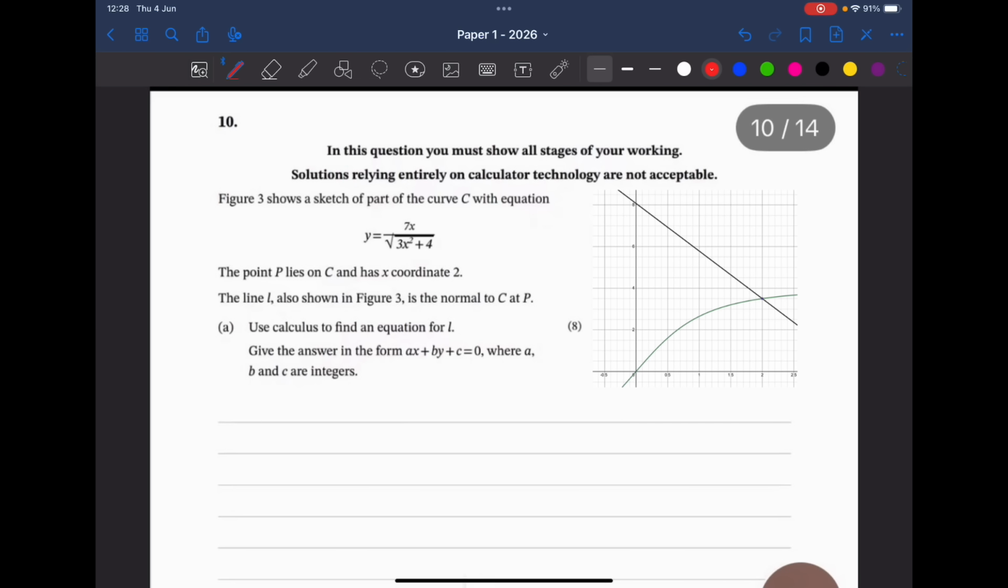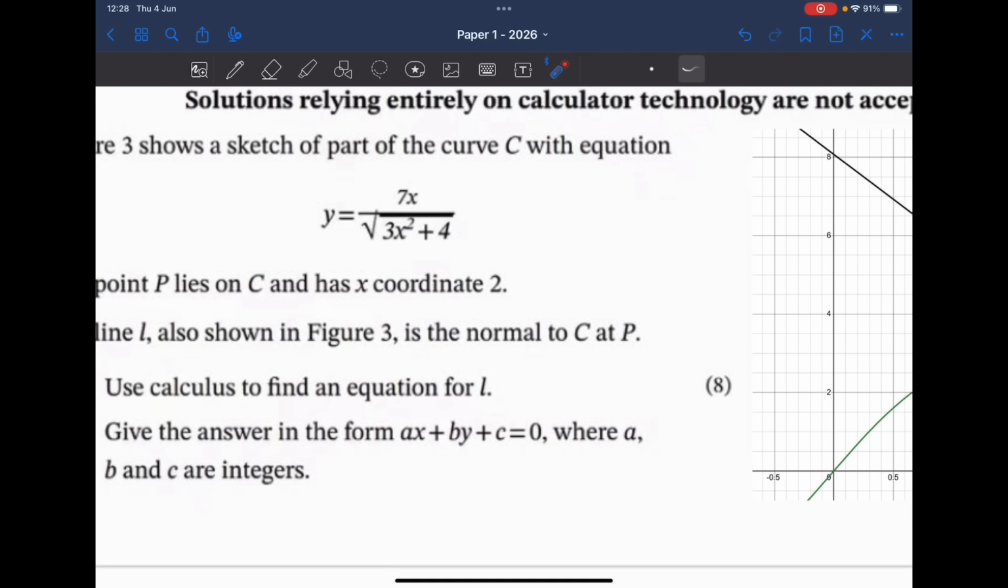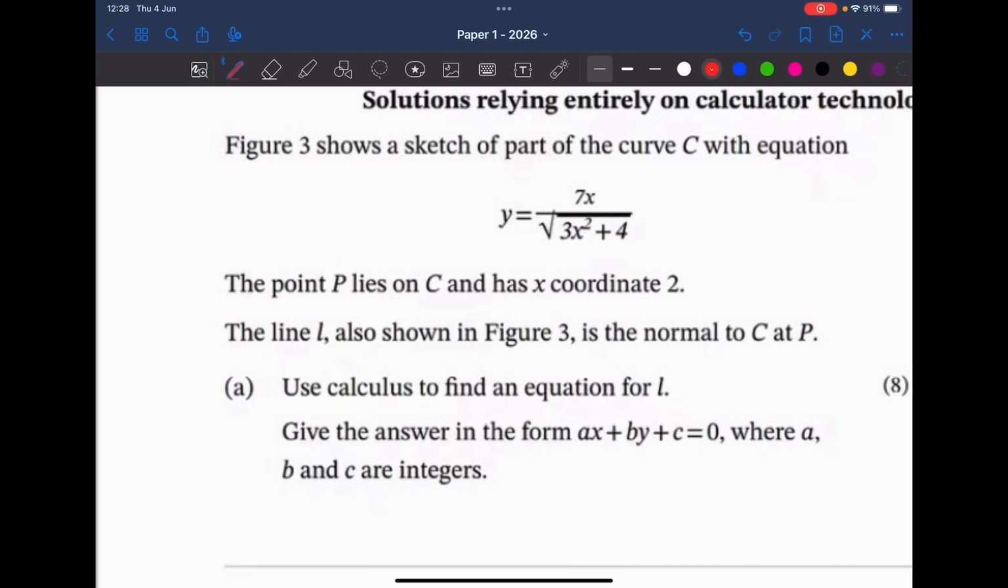We can view it a few ways. You can either view it as the chain rule, with this being 3x squared plus 4 to the negative half. You can view it as a quotient rule and do it that way around. Many ways that we can do this. I'm going to do quotient rule today. We've already done a product rule, so I don't want to do another one there.